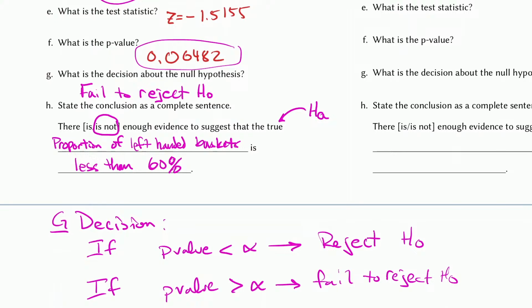So there's not enough evidence to suggest that the true proportion of times, sometimes it's hard to put something here that actually makes a ton of sense. I guess it probably should be a little bit more than this. The true proportion of times that whoever it is, Helga, I don't know who it is, makes a left-handed basket. But you understand what I mean here.